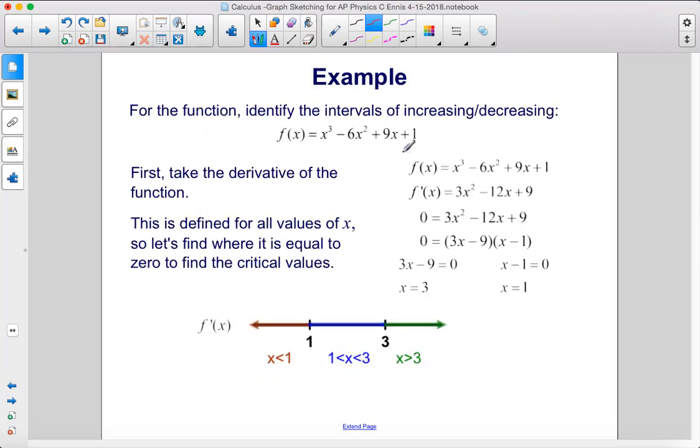For the function, identify the intervals of increasing and decreasing. So we have our function here. So first we take the derivative of the function, and that gives us this. Then this is defined for all values of x. So there's not going to be any undefined slopes here. So then we move on and set it equal to 0 and figure out which x values give us slopes of 0. So by factoring and solving for 0, we get that our critical values are x equals 3 and x equals 1. So we set up our map here, and we have 1 and 3. And so we have 3 portions, x less than 1, between 1 and 3, and x greater than 3.